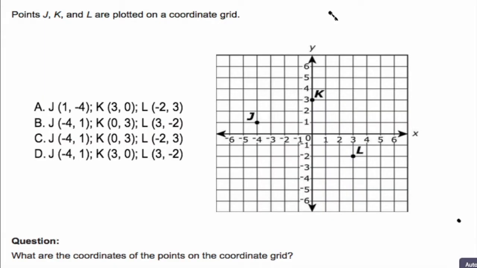So this next question says points J, K, and L are plotted on a coordinate grid. So here's our grid over here.